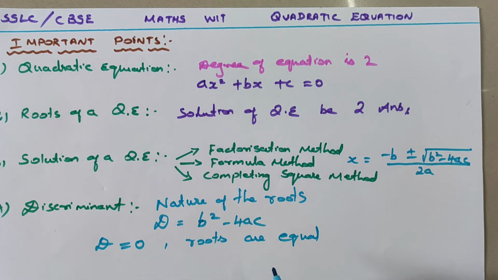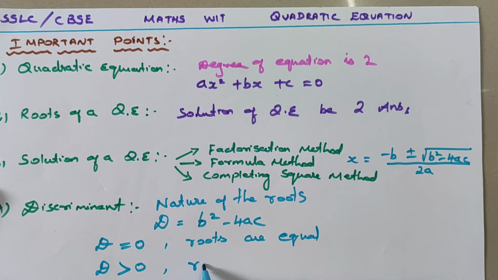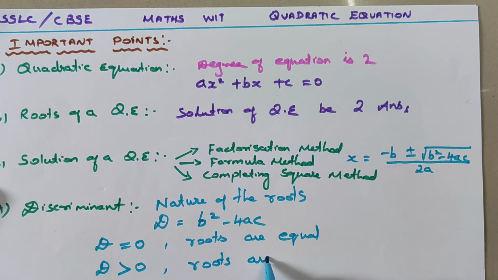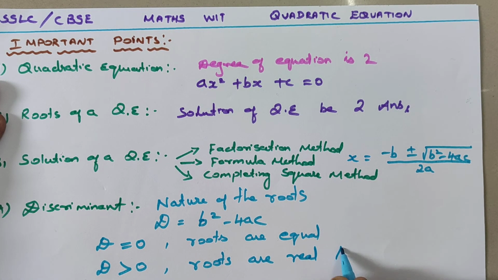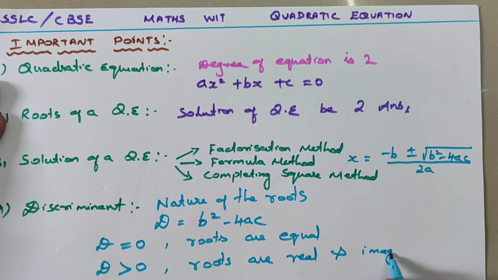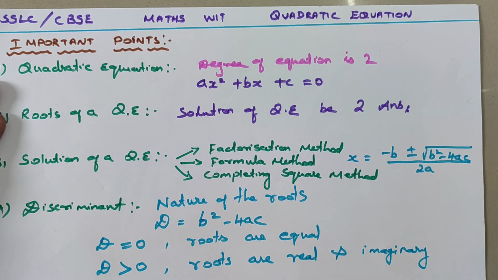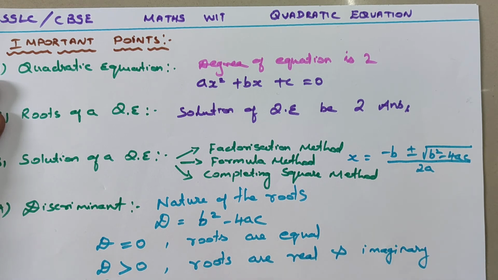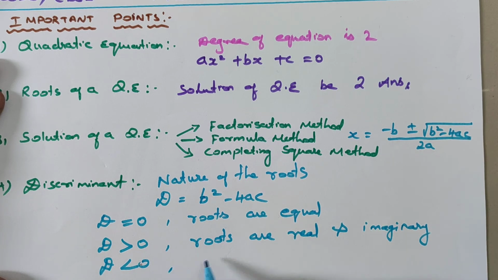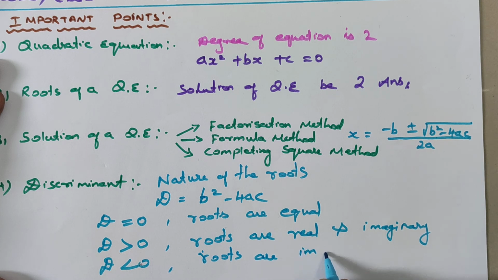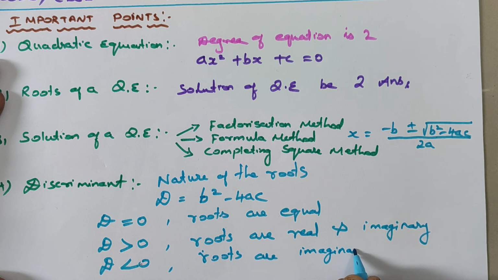Is it clear children? Suppose the discriminant value is greater than 0, then the roots are real and distinct. Suppose the discriminant is less than 0, that means a negative number, then the roots are imaginary. So in this way we can find the nature of the roots.